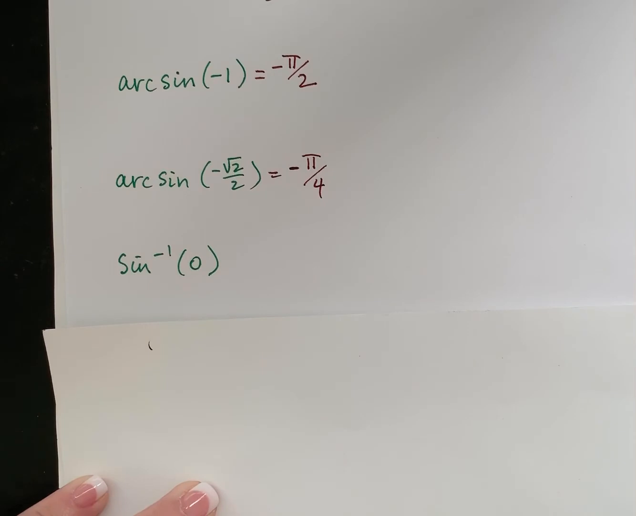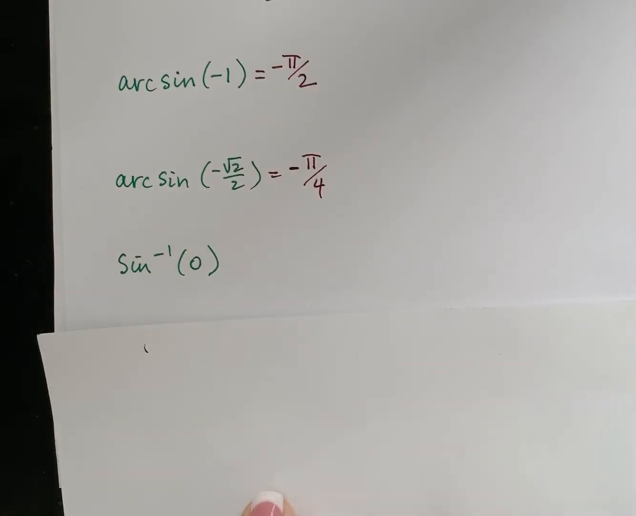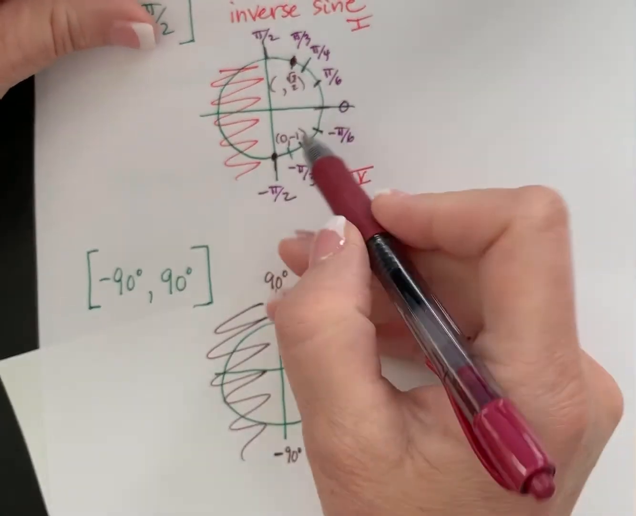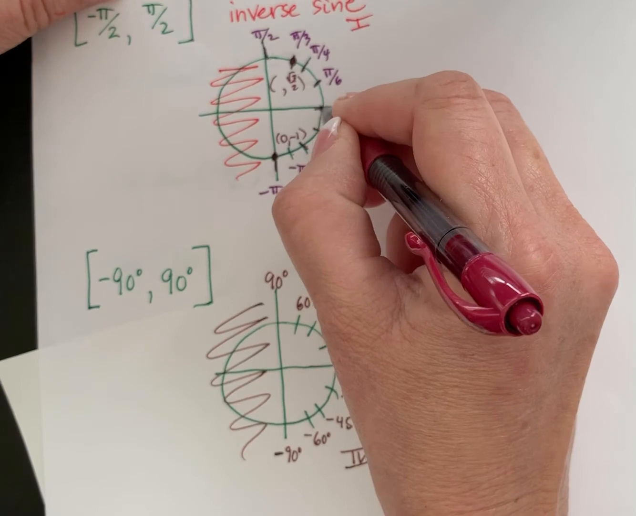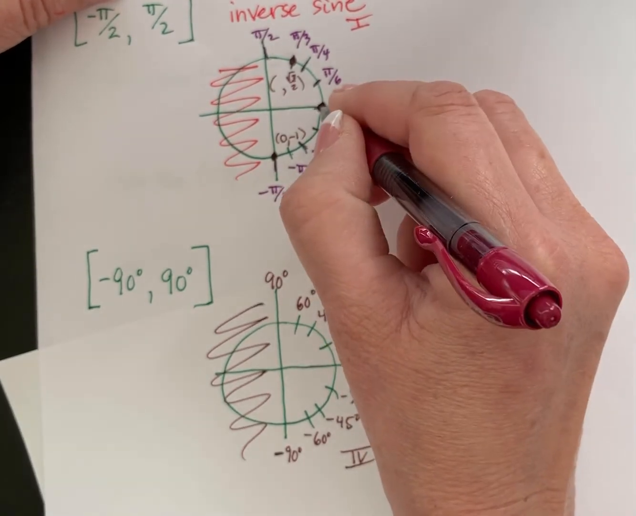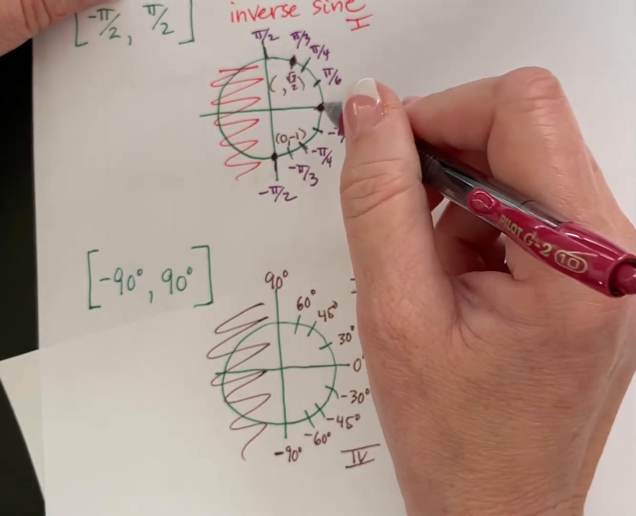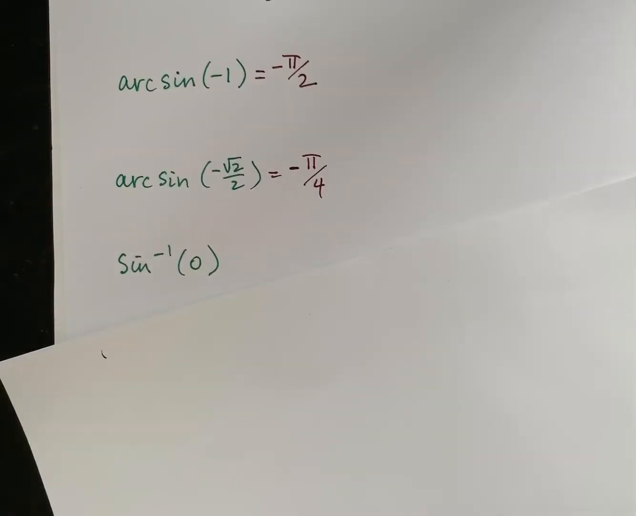The inverse sine of 0. Where is the sine equal to 0? That would be right here. This point that's on the x-axis has a y coordinate equal to 0. So in radians, that angle is 0.